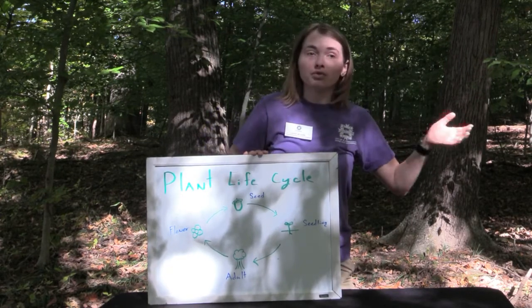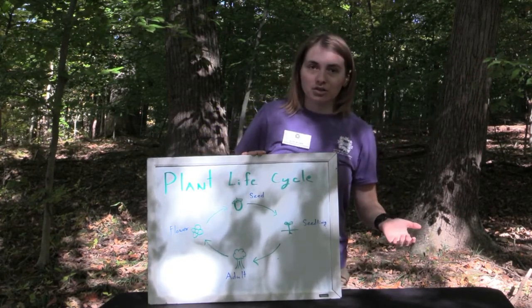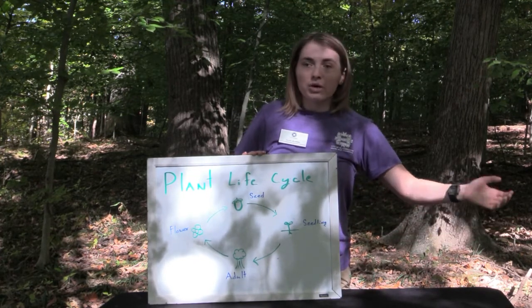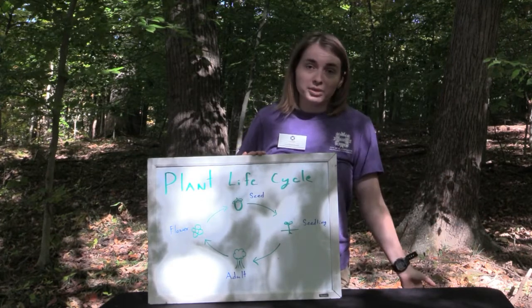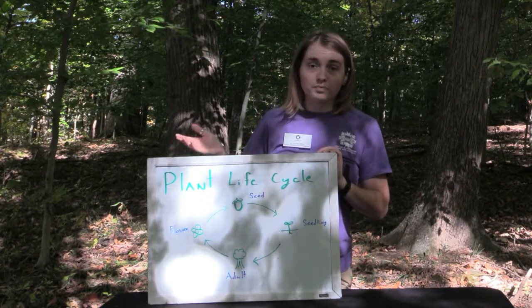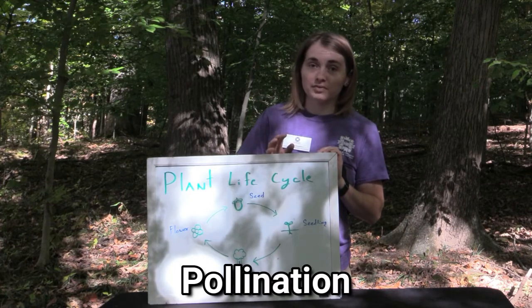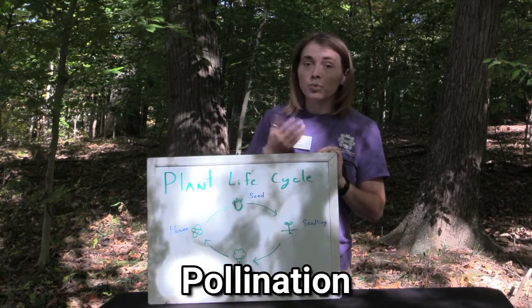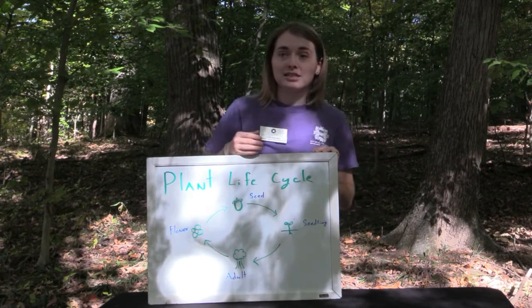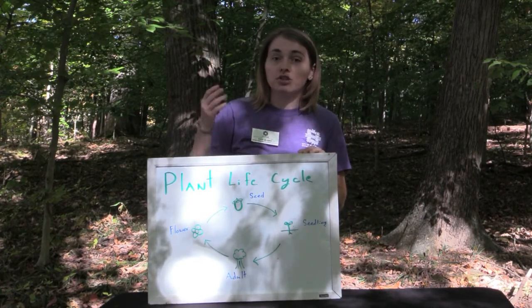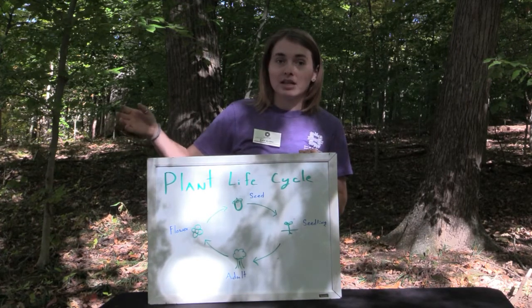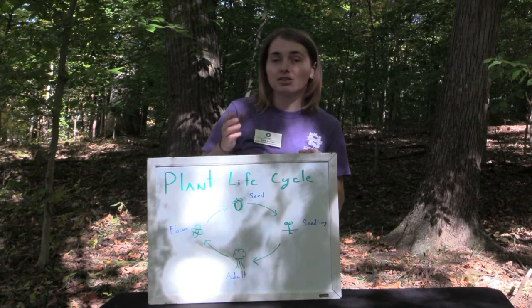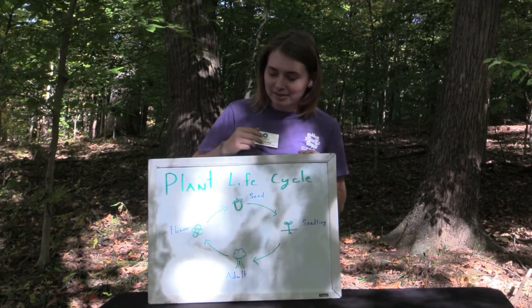Trees can't move to be near another tree. Plants aren't able to go from one place to another trying to find another plant in order to have seeds of their own. So they rely on pollination. This next step in our life cycle is not possible without pollination. And that is when pollen, or the genetic material of one tree, is moved from one flower to another. Now, this isn't just trees, it's also plants.